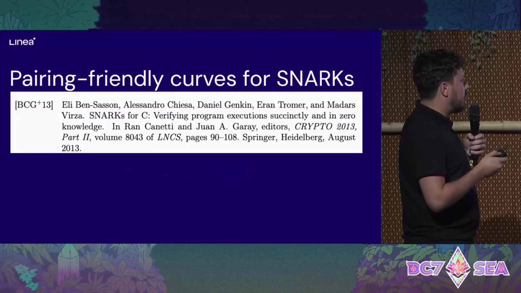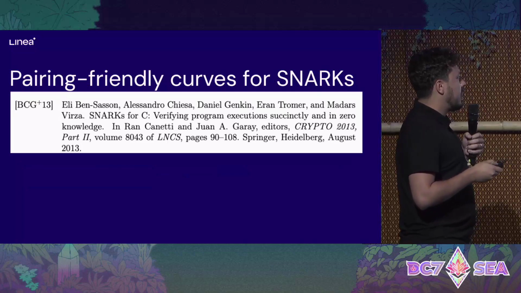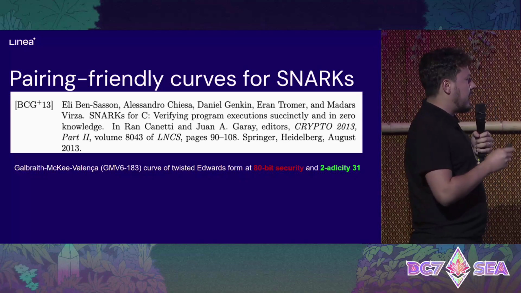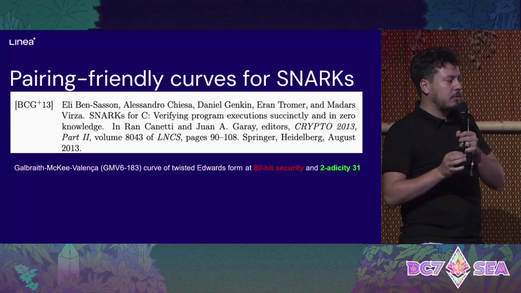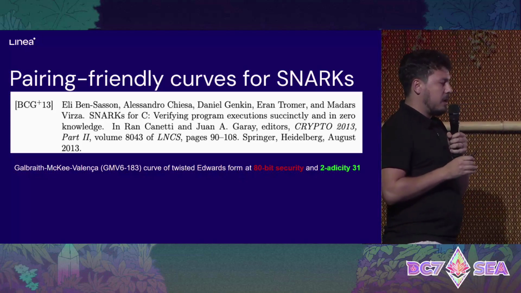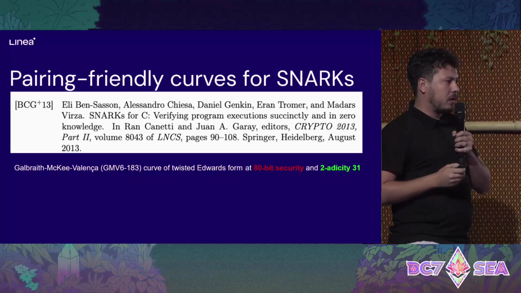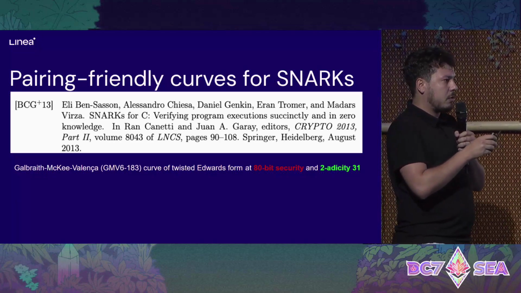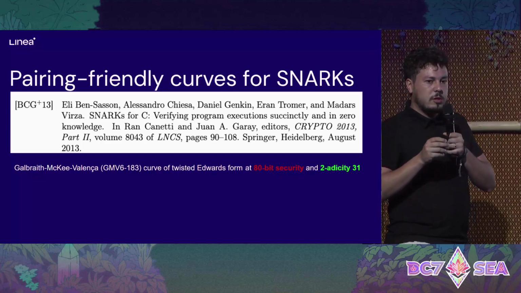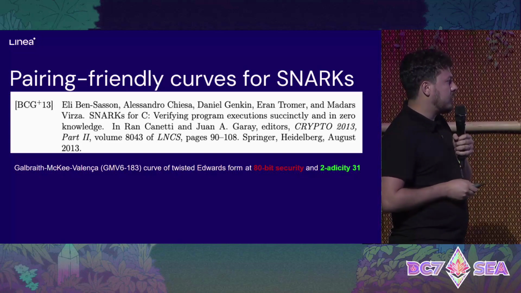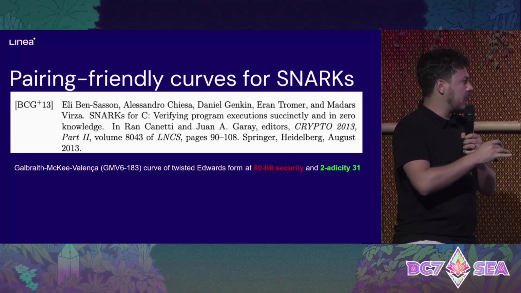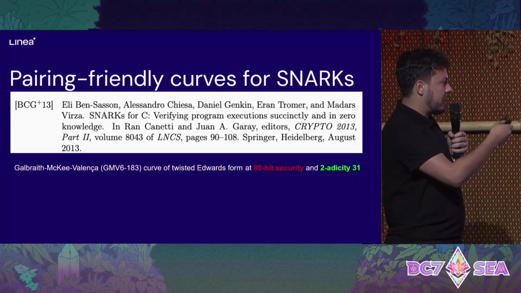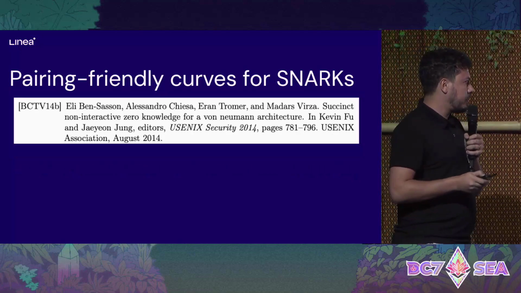So same year, Ben-Sasson, Chiesa, and others implemented a Pinocchio variant, and they used a very specific elliptic curve that I'm calling GMV6183. It is due to a paper by Galbraith, McKee, and Valença, and the implementation is still there today in libff. It has a 2-adicity of 31. The 2-adicity notion was introduced in this paper, but it had a security of 80 bits. So it is, for those who know, just like an MNT curve, but with a cofactor equal to 4, so that they have a twisted Edwards form.